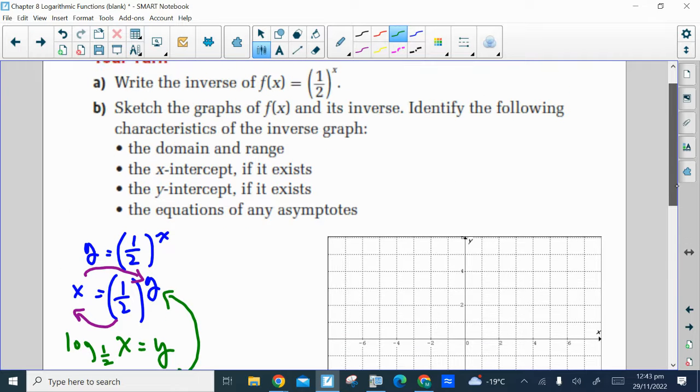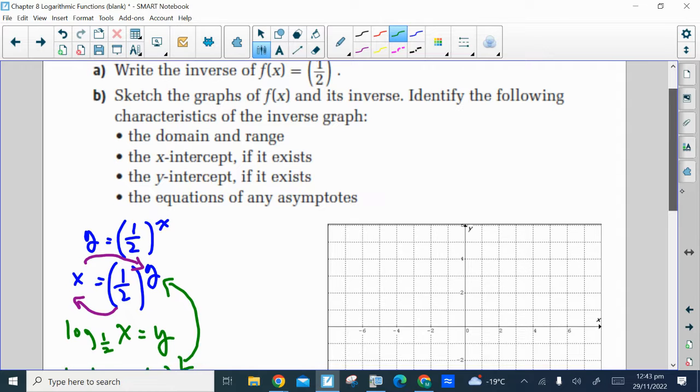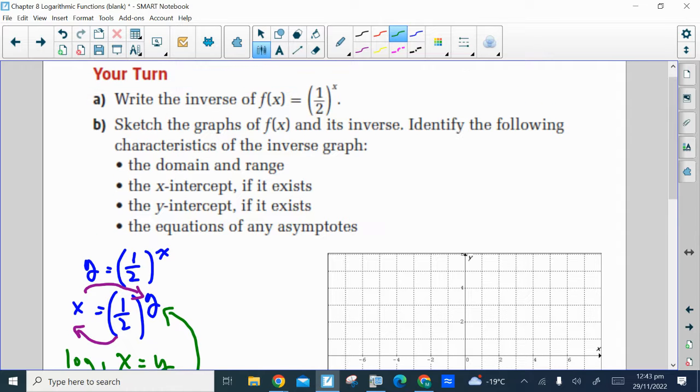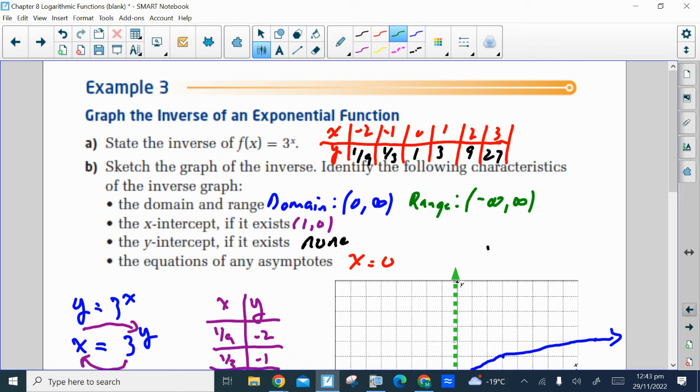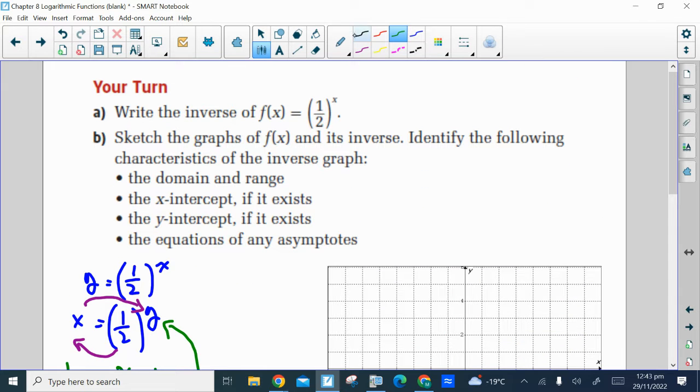So again, it asks us to sketch the graph of f of x and its inverse. So this one asks us to do both. I don't think the last one did. No, it just said the graph of the inverse. So we're going to sketch them both, and we'll start with a table of values for the original function, the exponential function. I'm going to choose these values of x.